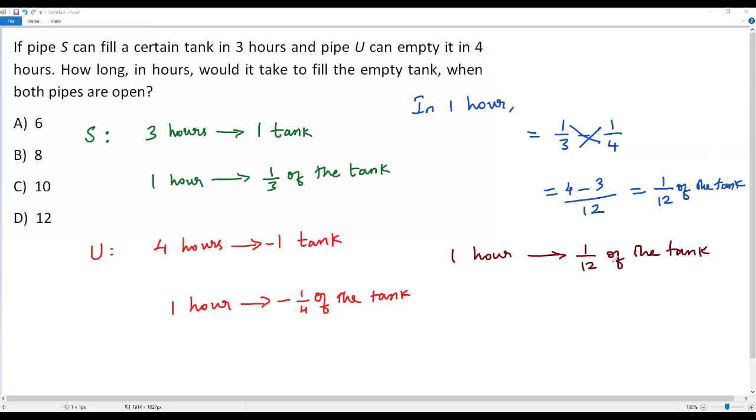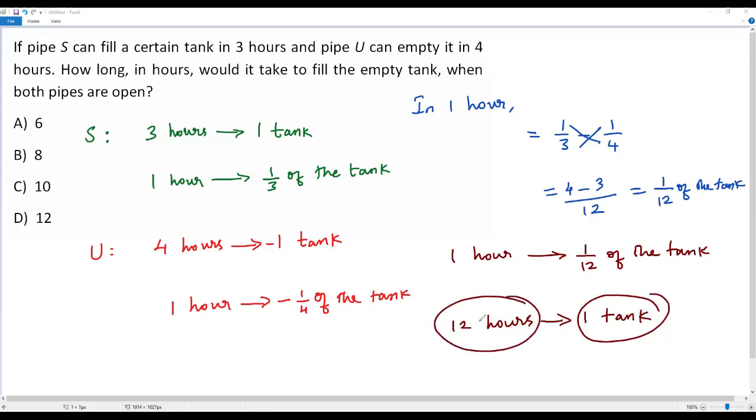Let me write it. Okay, now to get 1 over here, I have to get rid of this 12 in the denominator. For that, we have to multiply these two quantities by 12. When I multiply this 1 by 12, I'm getting 12, that is 12 hours. And when I multiply this 1/12 by 12, I'm just getting 1, that is 1 tank. So when both the pipes are open, one full tank is filled in 12 hours. So it will take 12 hours to fill the tank when both the pipes are open.